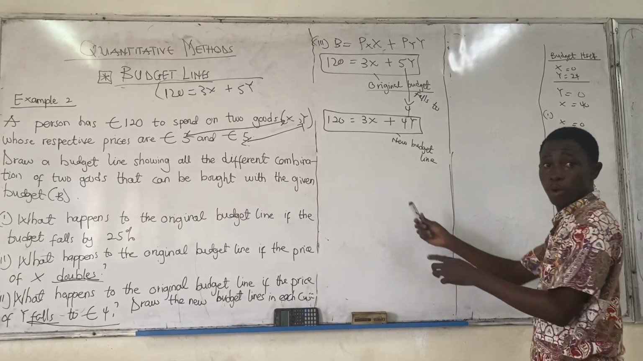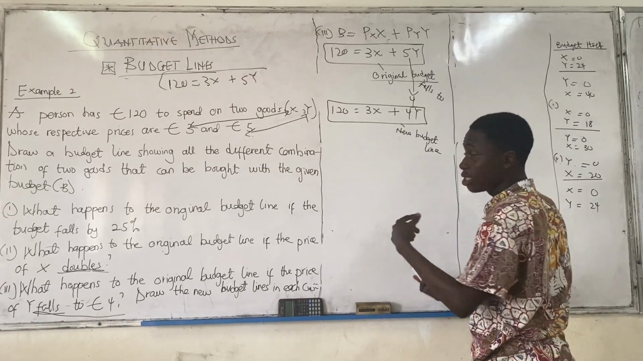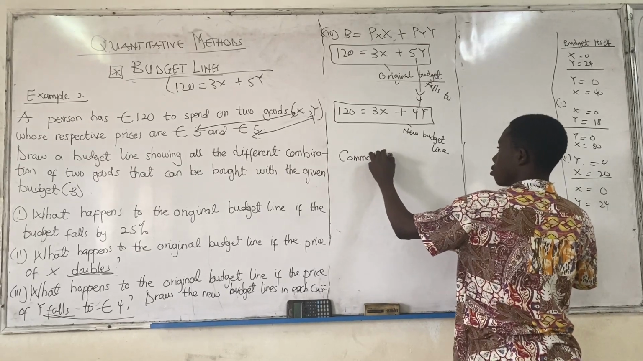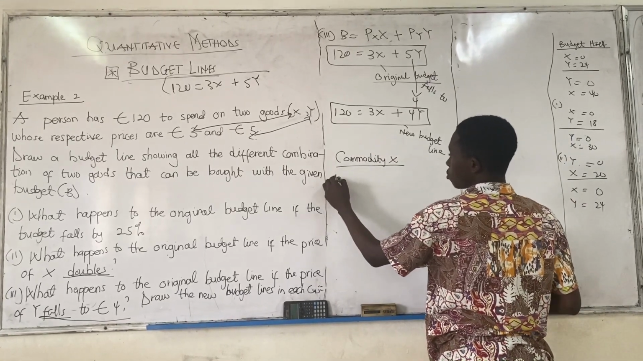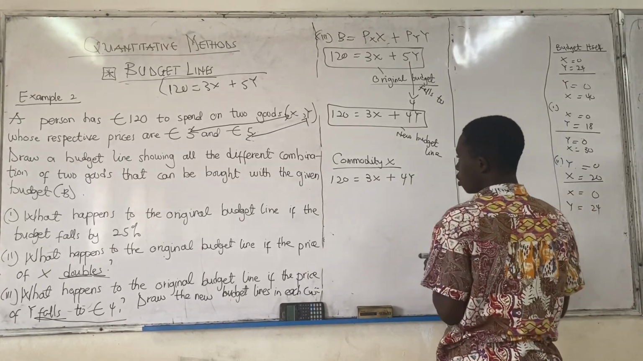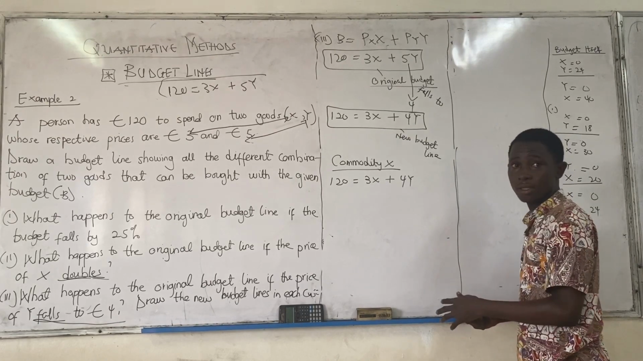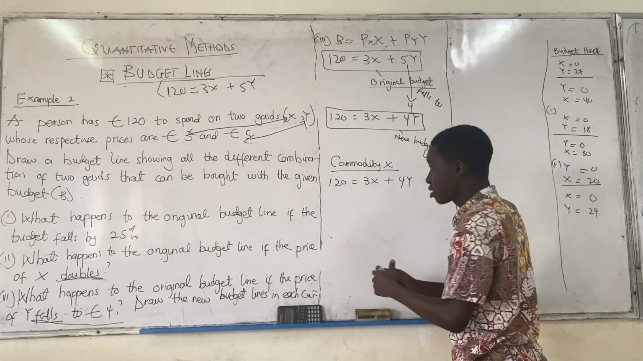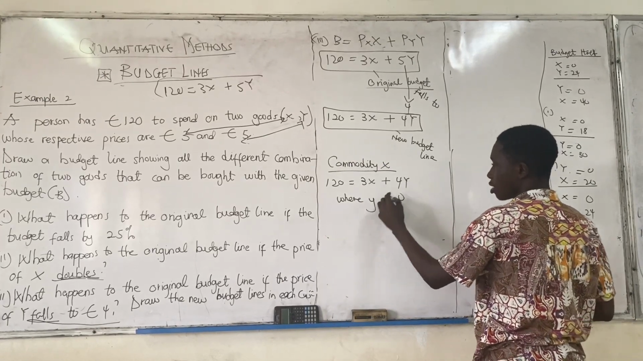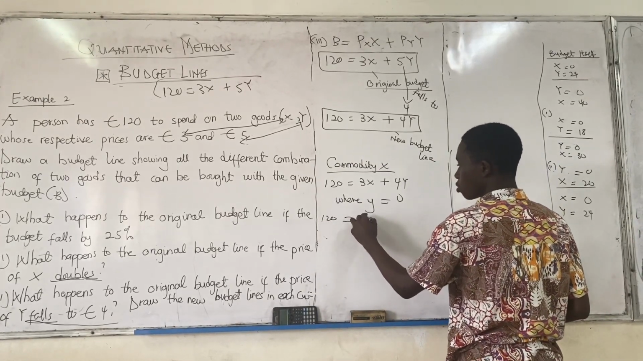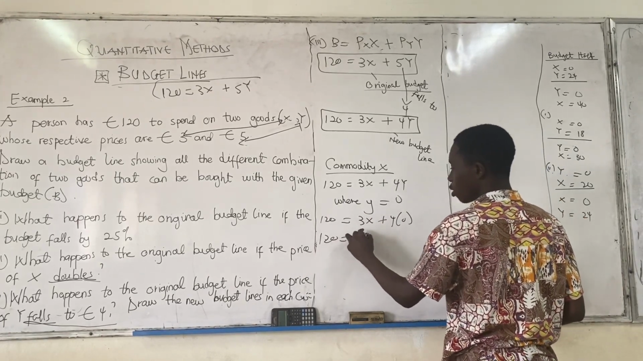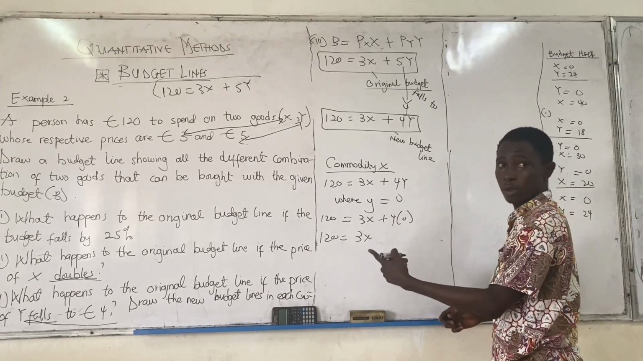So in this one, we're also going to find the commodity x and commodity y. So commodity x. If you want to find the commodity x, you make y the subject, you're able to get the x. So where y is 0, you get 120 is equal to 3x plus 4 into bracket 0. You get 120 is equal to 3x. This is going to give you 0, so you only need to bring in 3x.